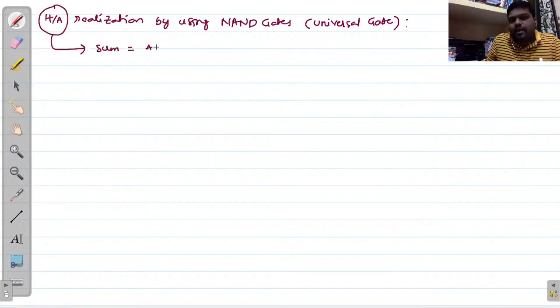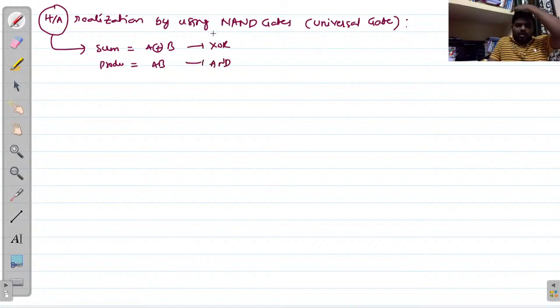సమ్ ఈజ్ నథింగ్ బట్ A XOR B, and the second one is product. For this product we require one AND gate. Here we require an XOR gate, here we require an AND gate. Already I discussed realization of NAND and NOR gates in the logic gates topic, right? That means realization of basic gates with the help of NAND, and with the help of NOR. Realization of extra gates with the help of NAND gates, and with the help of NOR gates. Those concepts were already discussed, right?